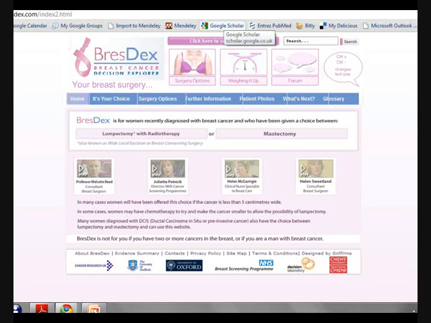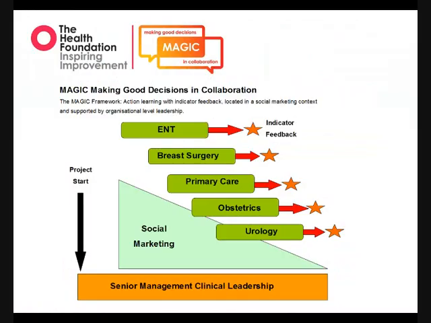Here's an illustration of the MAGIC programme, which was to try and involve hospital and primary care teams in trying to do shared decision making in the real world. We involved a number of teams in ENT and breast and so on, and we tried to involve the whole organisation, the hospital, the primary care, to get the senior management of those organisations interested and engaged. And we also tried to do a social marketing programme with that organisation, so that we tried to get the whole organisation to take this on board.